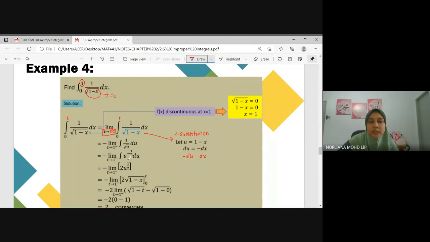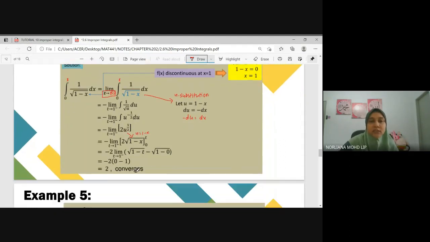So akan dapat ni integral of u to the negative 1 over 2. And then we integrate this function in terms of u. So kita akan dapat 2u power 1 over 2. And then we substitute back the value u equal to 1 minus x. Substitute balik u equal to 1 minus x.